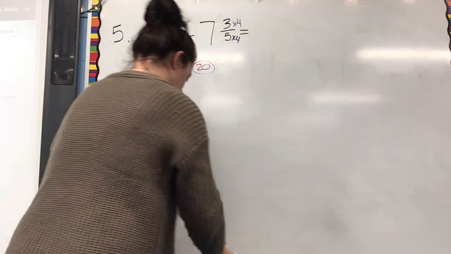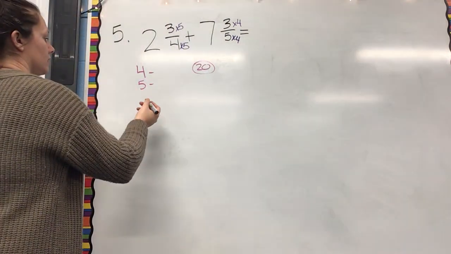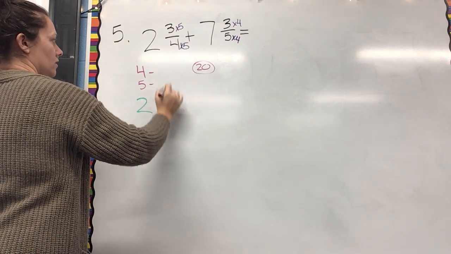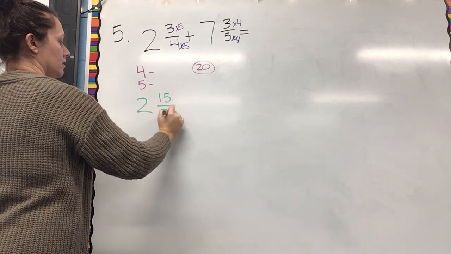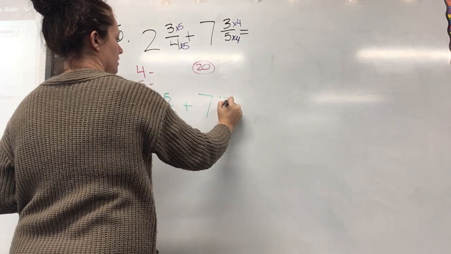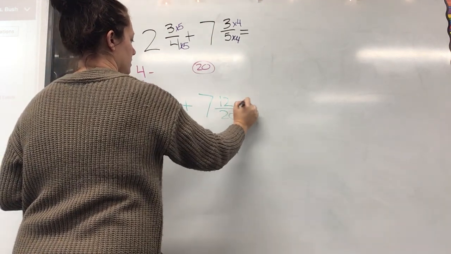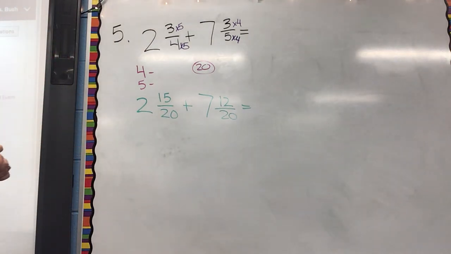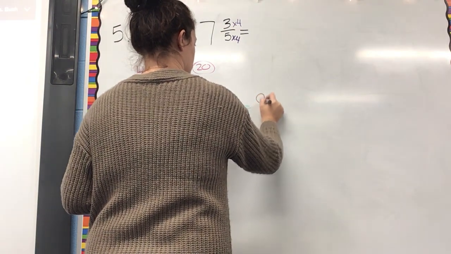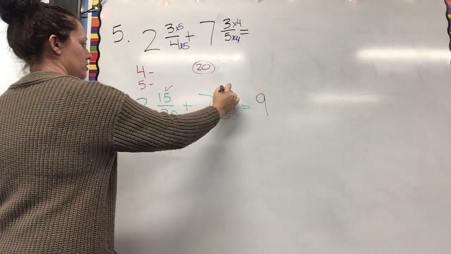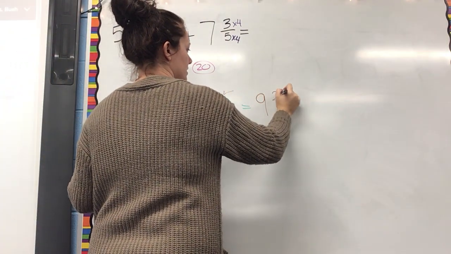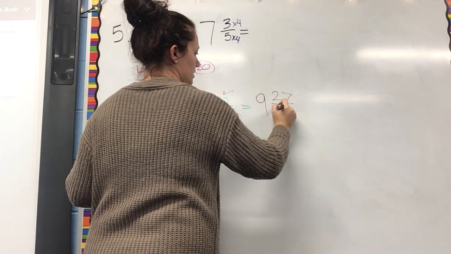Let's rewrite our new fractions. 3 times 5, 15. 4 times 5. Plus 3 times 4. And then we know we have 20. All right, let's add my whole numbers. 2 plus 7 is 9. What's 15 plus 12 for my numerators? 27. And my denominator stays the same, which is 20. Am I done? No.